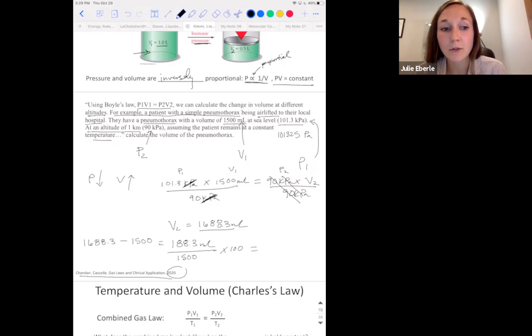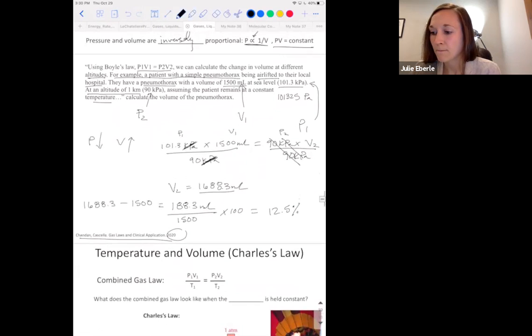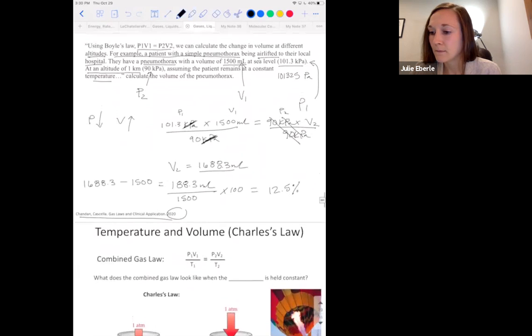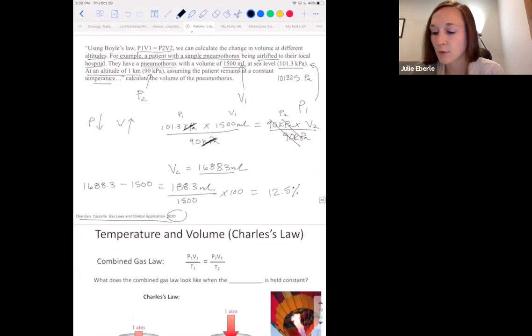We found the difference between our initial and final volumes. Okay, Sarah says it was a 12.5% increase. Okay, sounds about right. So it didn't increase to a really dangerous level, but you wouldn't want to go up to like 3 or 4 kilometers altitude. You would want to stay flying around 1 or 2 kilometers to keep that patient safe. All right, so I thought that was a cool example.